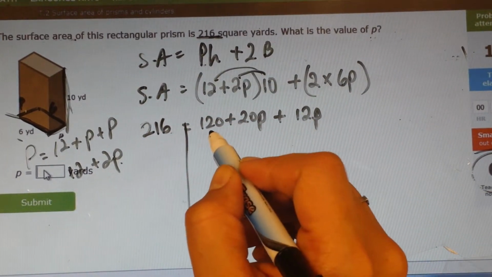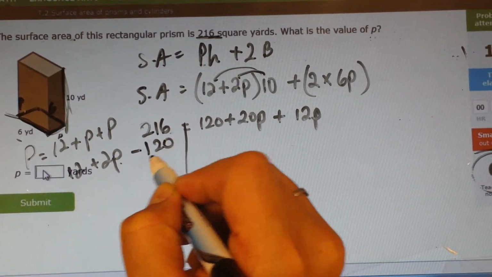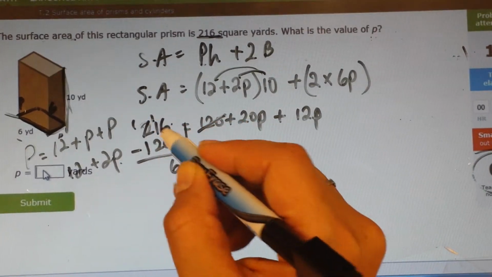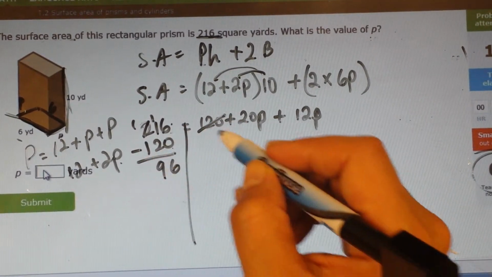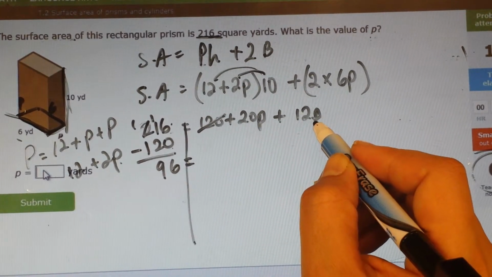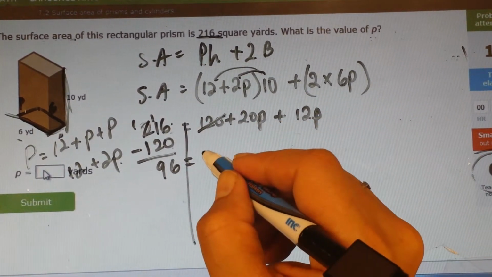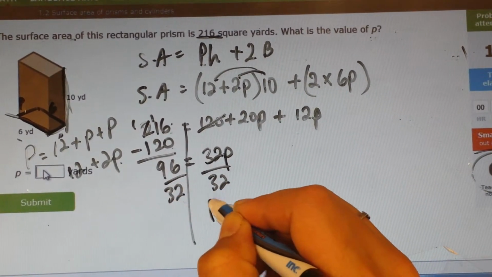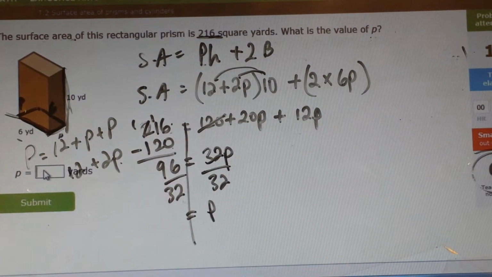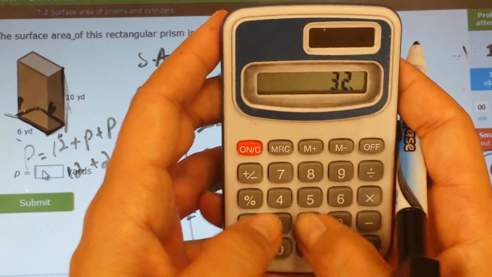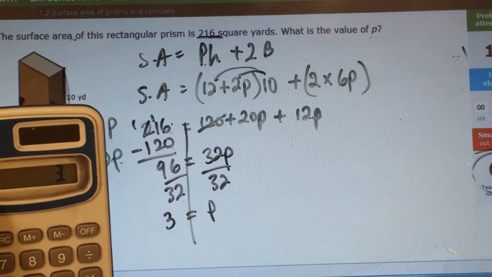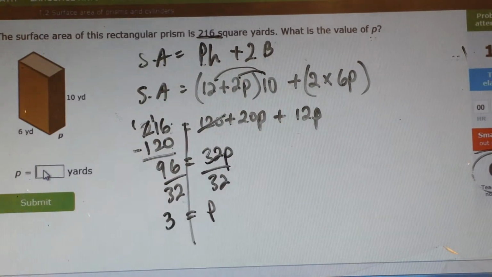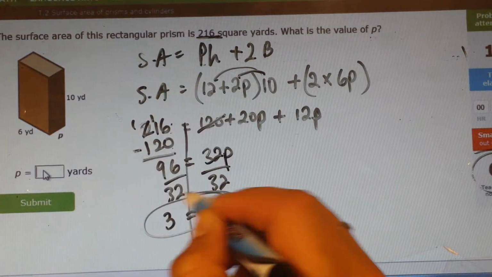Okay, again, it's just an equation. Let's move 120 here. It's going to become minus 120. That goes away. So 6 minus 0 is 6. 11 minus 2 is 9. Okay, equals 20P plus 12P. 20P plus 12P is 32P. Divide both sides by 32. So P is equal to 96 divided by 32, 3. Okay, again, you can plug it back in and check it just to make sure. I'm not going to do that this time.